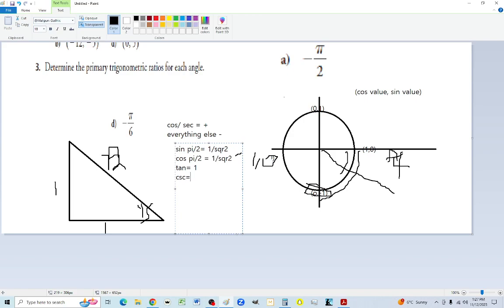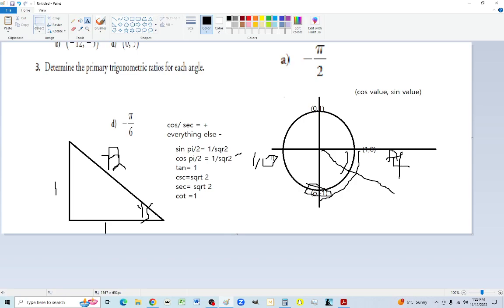Cosecant is 1 over sine, which will just be the square root of 2, which means secant is also square root of 2, and cotan is 1 over tan, which is just 1. And that's all for pi over 4. Then we just have to adjust for the quadrant. Cosine and secant will be positive. So that's the correct answer for this.